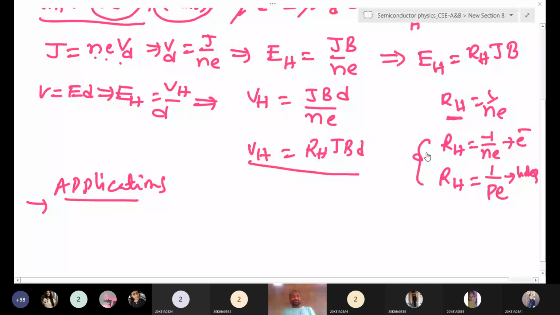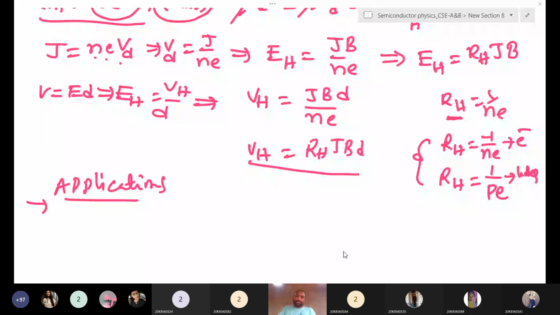See this expression: RH is equal to 1 by NE, we have written. So from this expression you can find out the carrier concentration, that is, how much carrier concentration is in the semiconductor. Or if you write 1 by PE, you can also estimate PE. PE means the carrier concentration of holes, the density of holes, and likewise the density of electrons. You can estimate these using the Hall effect.